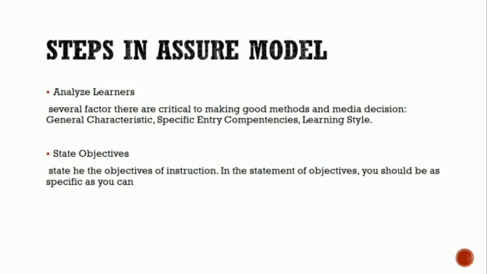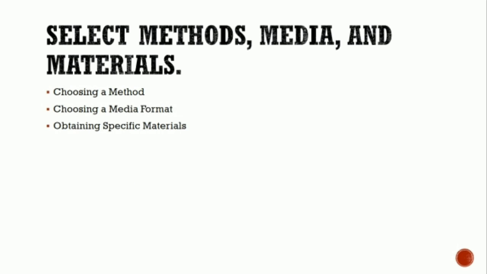Then the second step in the ASSURE model is to state objectives. In the statement of objectives, you should be as specific as you can. The selection process has three steps: deciding on the appropriate method for the given task. The first is choosing a method, then choosing a media format, then obtaining specific material.